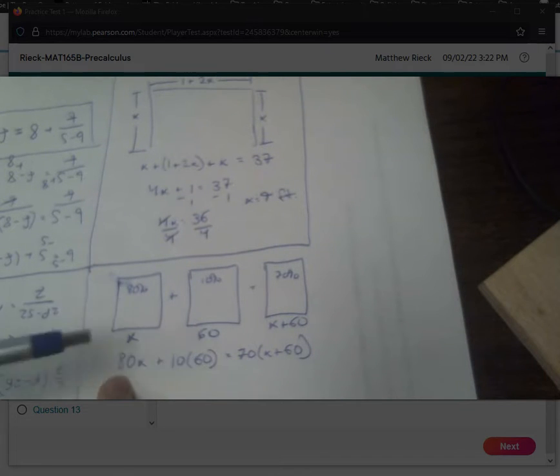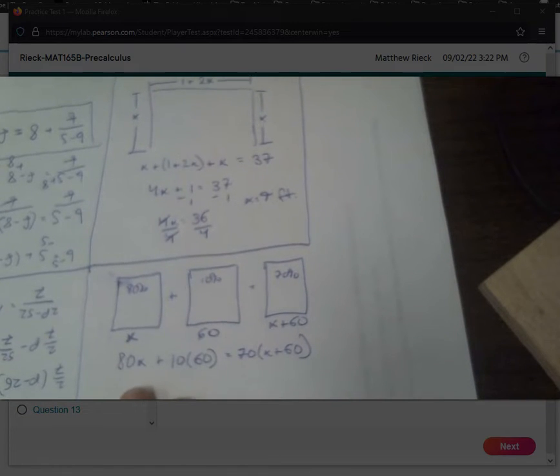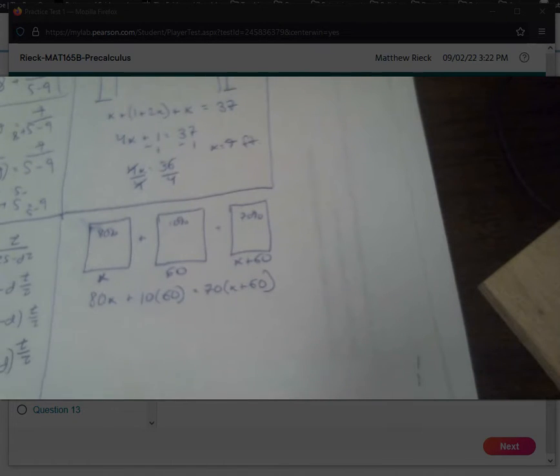And again, you can use the decimal as your percentage. You could do 0.8, 0.1, and 0.7. I just prefer to work with whole numbers if I can. So I just use the percentages themselves.